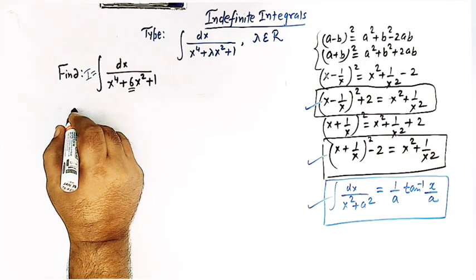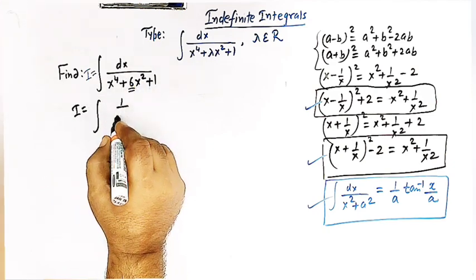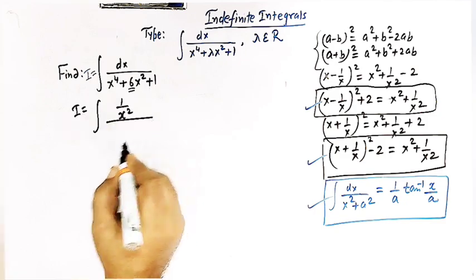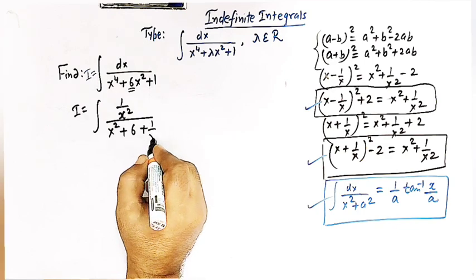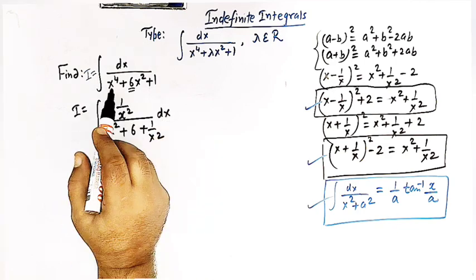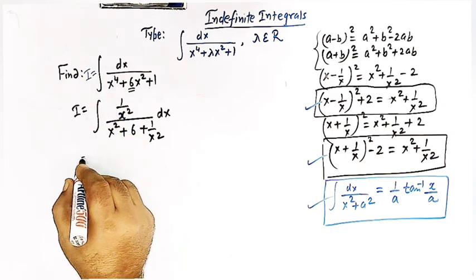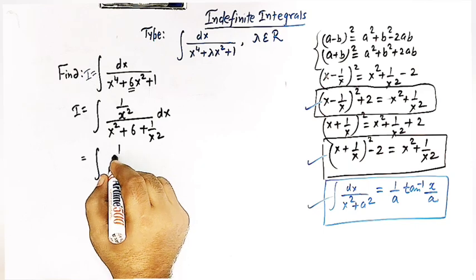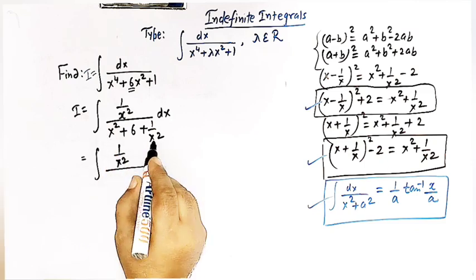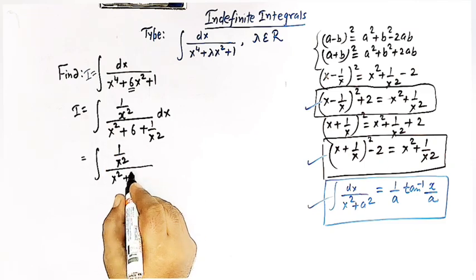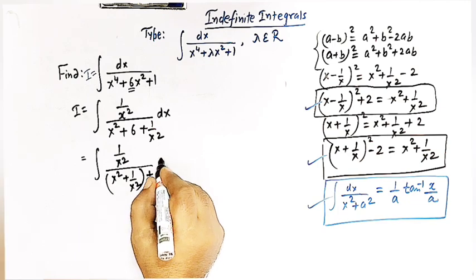Now let us divide the numerator and denominator by x square. The integral becomes 1 over x square in the numerator, and in the denominator we have x square plus 6 plus 1 over x square. We have divided the numerator and denominator by x square. Now we can combine these terms together, so we have x square plus 1 over x square plus 6.